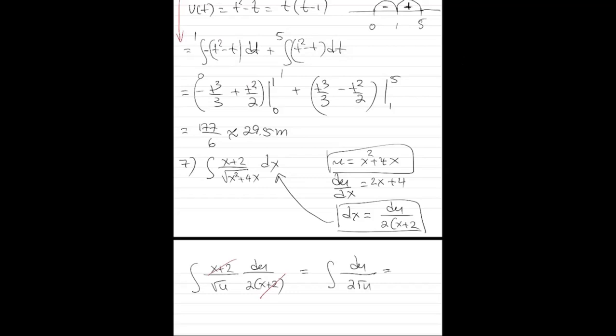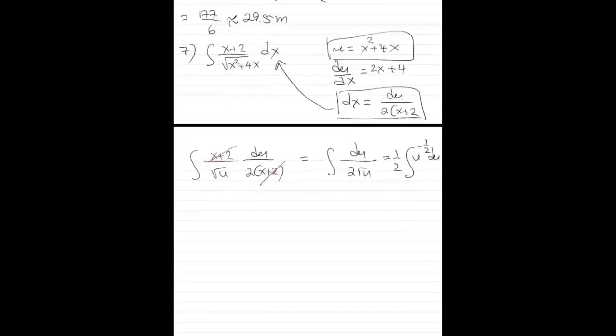I could factor out 1/2 and write this as u to the negative 1/2 du, and our power function here can be integrated easily. So we have u to the negative 1/2 plus 1 is 1/2, divided by 1/2, and we cancel these 2's. So what's left, actually very simple, square root of u, or u to the 1/2. But you have to go back to what u was right here.